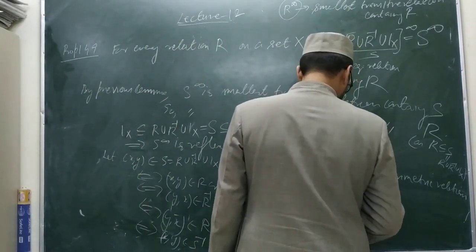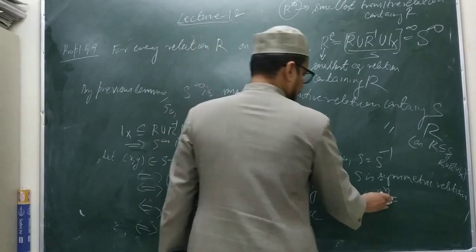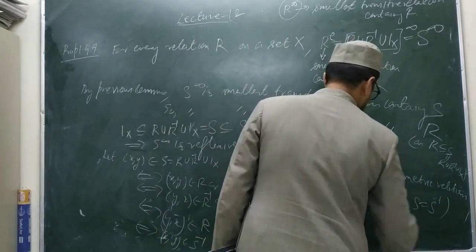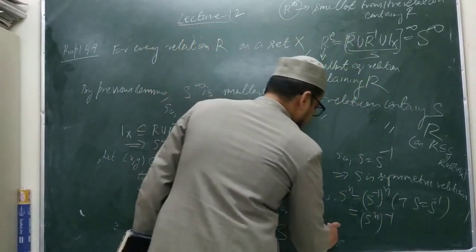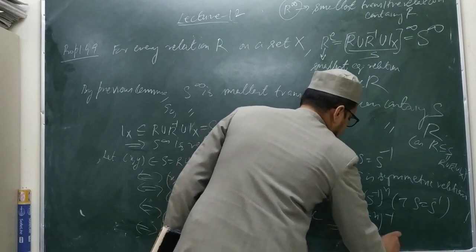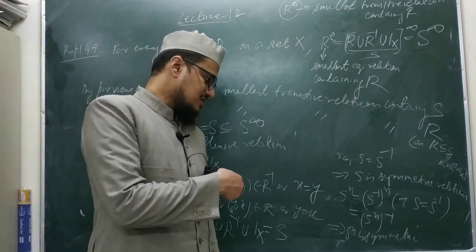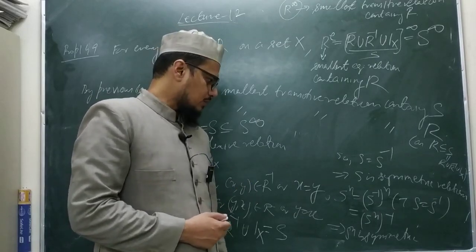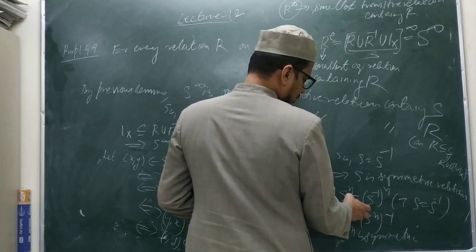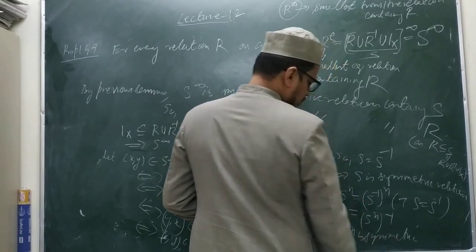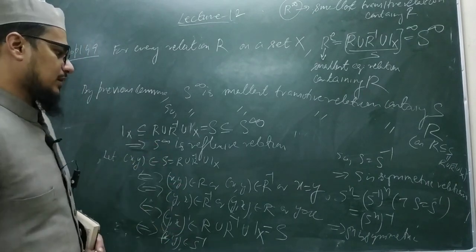Now S to the power n we can write like this, S inverse to the power n, since S is equal to S converse. This is equal to S^n converse. So it implies that S^n is symmetric. We have proved that S^n is symmetric, because S^n is equal to S^n converse, both are equal to each other. Assume that this relation is rho. So rho is equal to rho converse. It means rho is symmetric. When rho is equal to rho converse, it implies that rho is symmetric. So S^n is symmetric.